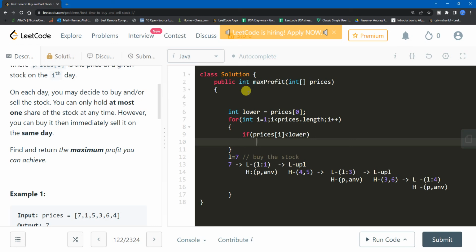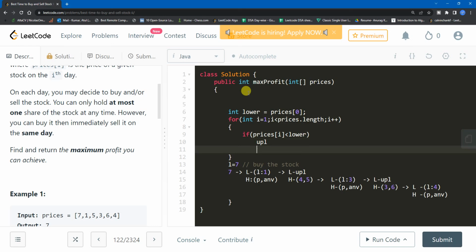Initially we buy the stock on day 1 and it was 7, so we go for the next value. It is lower than the previous value, so we simply update the value. I'm just writing UPL, and I will tell you why I'm writing UPL here. Here we simply update the lower value, that means lower is equal to prices of i.